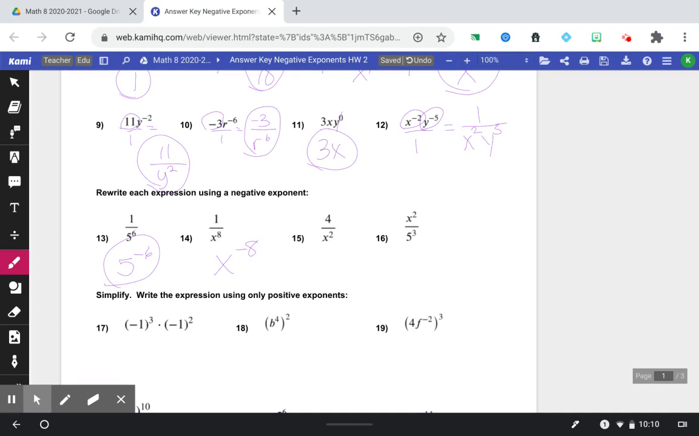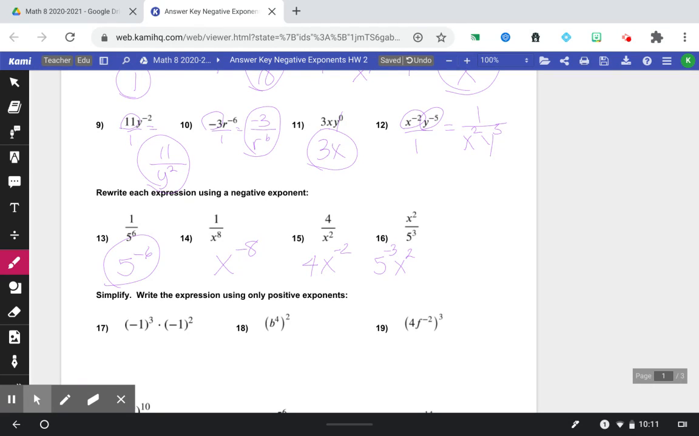Number 15, our 4 already has a positive exponent, so just leave it alone. And then the x, we're going to flip it up to the top and it becomes negative. And number 16, let's just keep the x squared positive, and we're going to flip the 5 to the negative third up top.